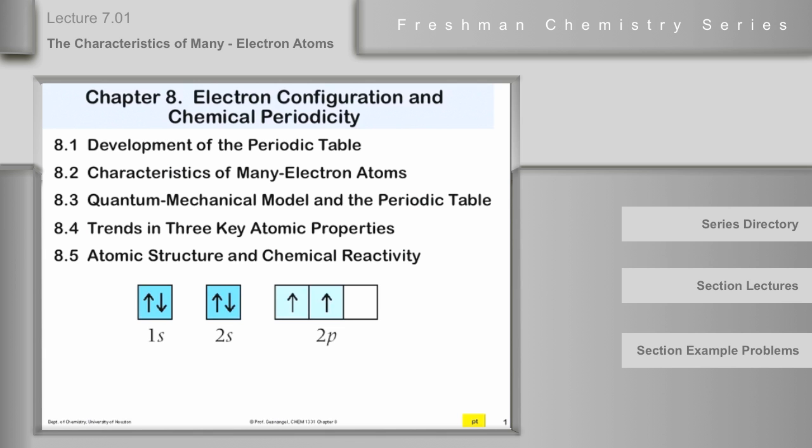So that's the difference between Schrodinger's quantum mechanics and Bohr's theory. Bohr's theory, no one could figure out how to modify it. But the quantum mechanical theory, they did. And I want to talk to you about how that was done and the results of it.